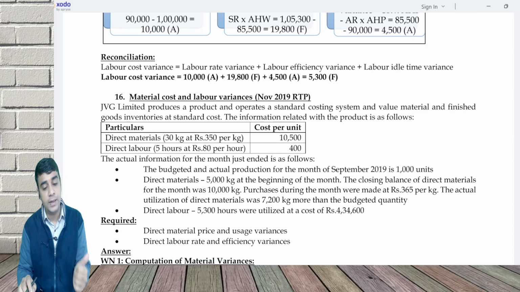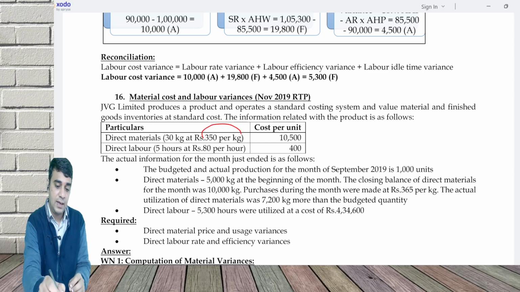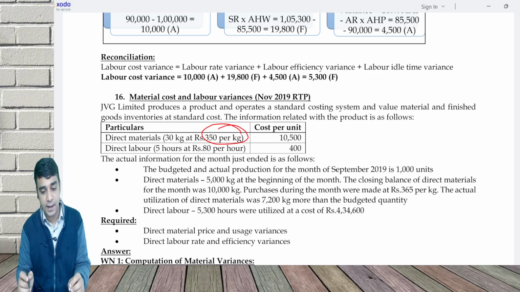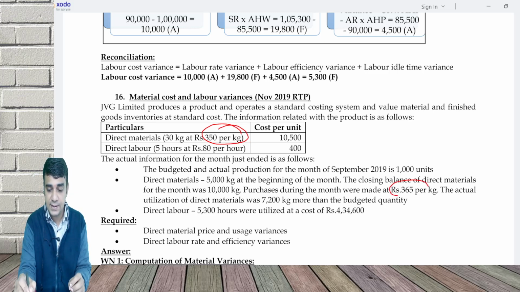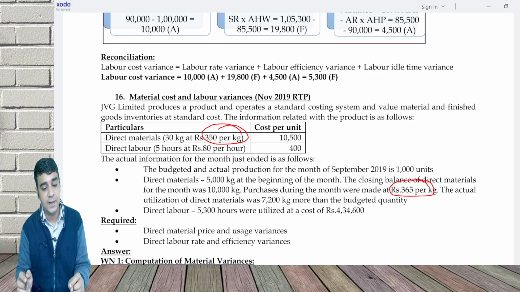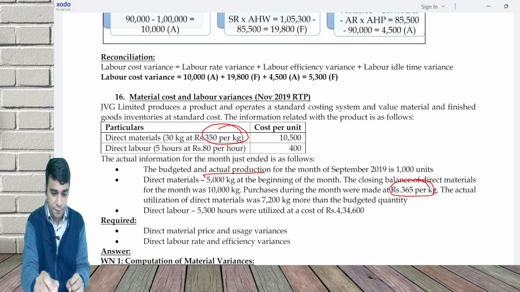16 is on both material variances and labor variances. Both are single material situation and single labor situation. When it comes to material variance, 350 is the standard price and 365 is the actual price. In actual price, you will have to do that bifurcation. Something comes from opening stock, something comes from current year purchases, because there is an opening stock of 5000 kg at the beginning of the month.